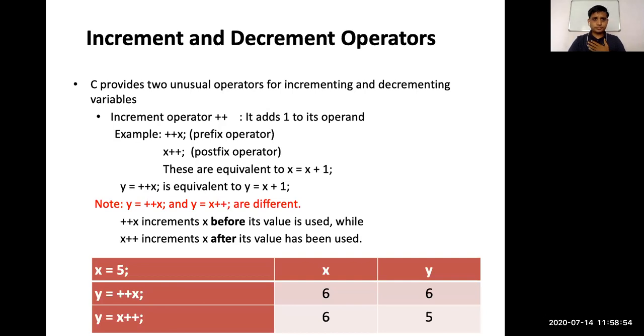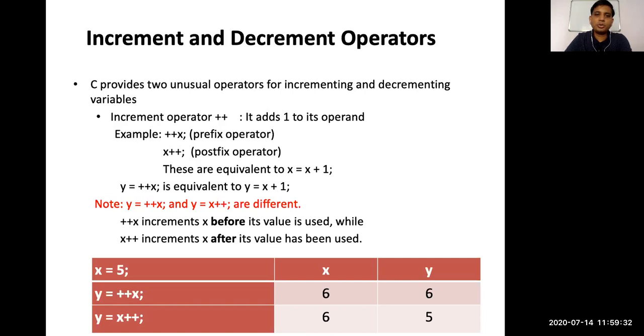Now next one is the increment and decrement operator. This is a very important operator that everyone should know. So what is increment and decrement? It is known as a unary operator. Unary means it is operating on only a single operand, like x plus plus or plus plus x. If you are using the plus plus operator, it means that the value of that variable is incremented by 1.